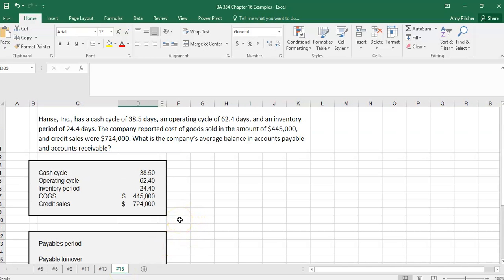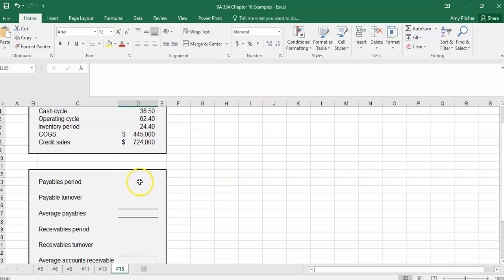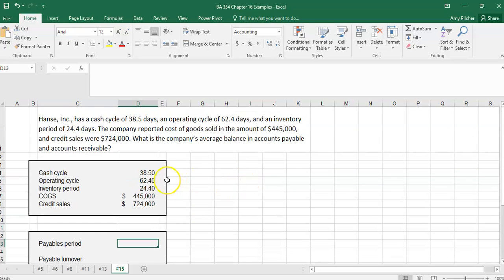On our last example, we're going to calculate what the company's average balance in accounts payable and accounts receivable are given the reported cost of goods sold and their credit sales. So we have information about their cash cycle, their operating cycle, and their inventory period. We need to know what the payables period is.